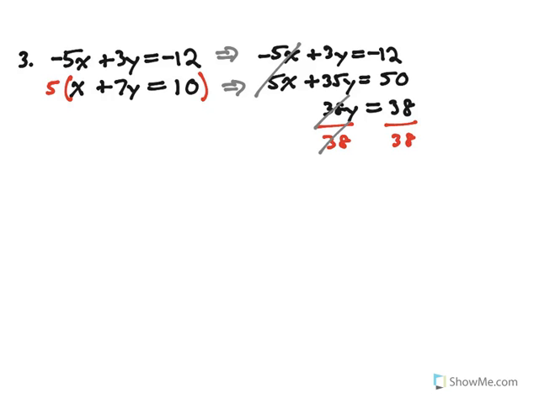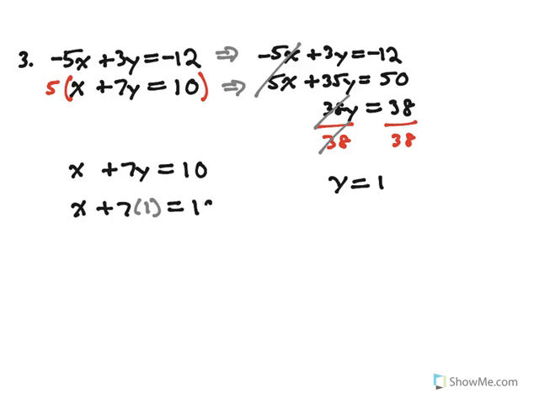then you're going to be left with y equals 1. And then we're going to choose one of the original equations and plug that in. And then, of course, I'm going to choose my second equation because it's a little bit easier. And then I'm just going to put in my 1, x plus 7 times 1 equals 10.